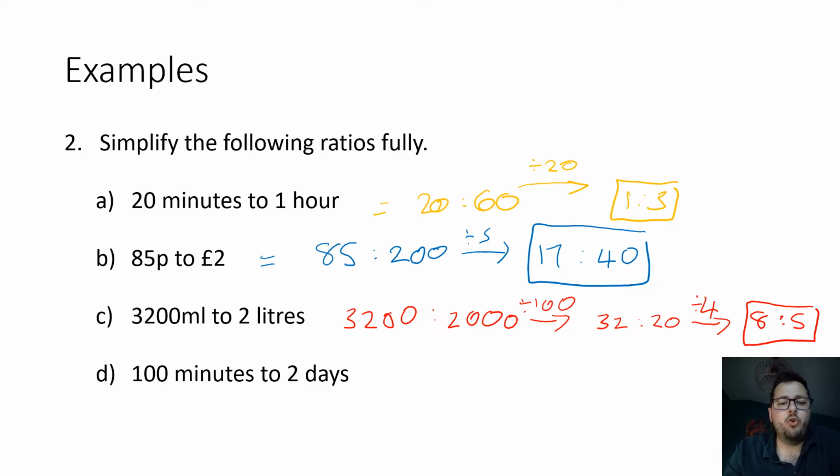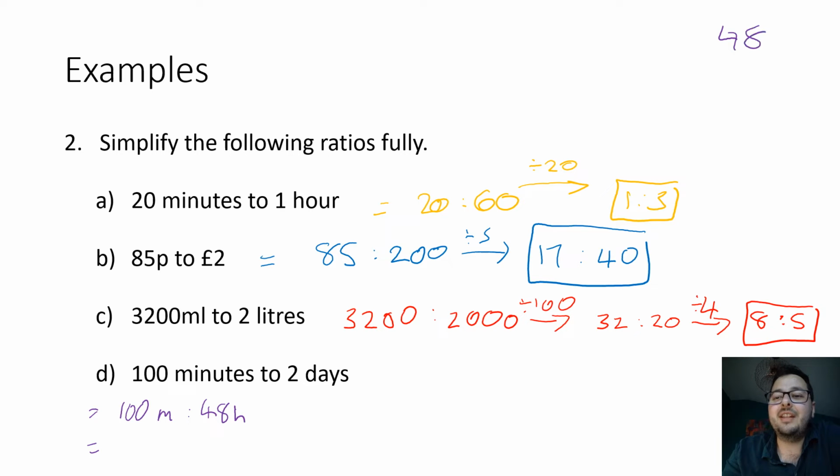All right, next one, 100 minutes to 2 days. All right, so this is a bit naughty, this one. So let's first turn days into hours. So this is going to be 100 minutes to, well, there's 24 hours in one day, so there's 48 hours in 2 days. And then we want to turn it into minutes. So let's do an equals.